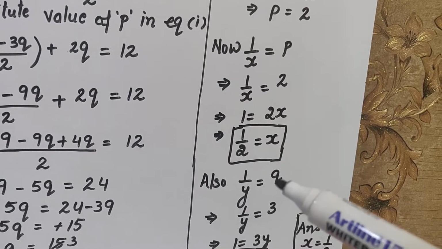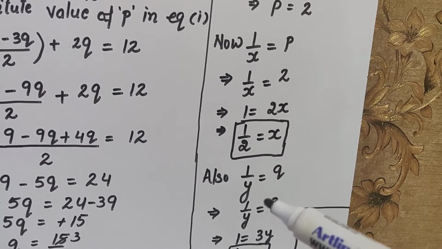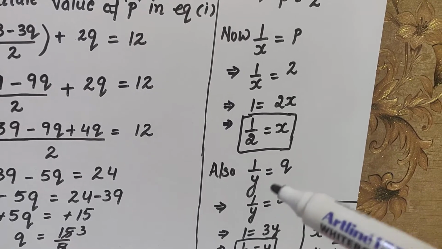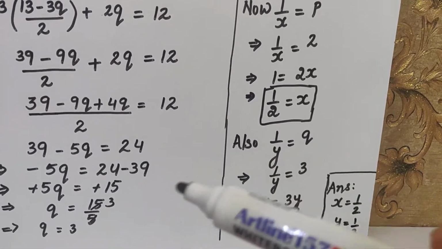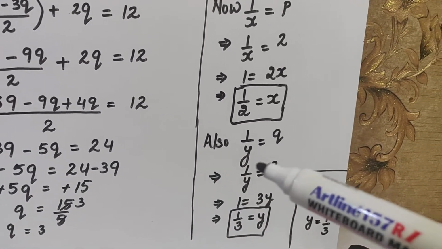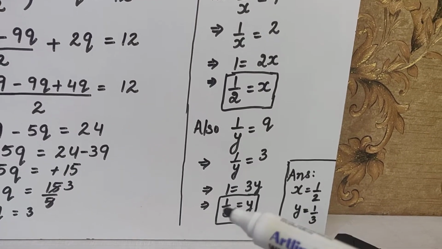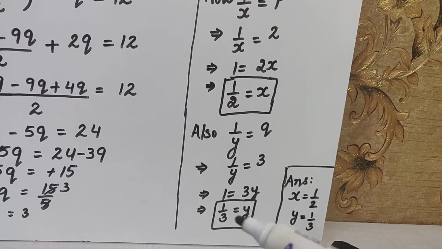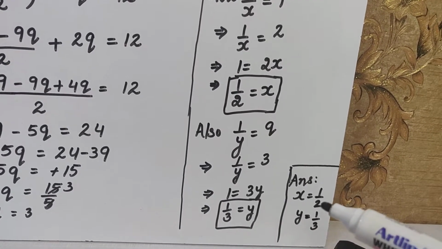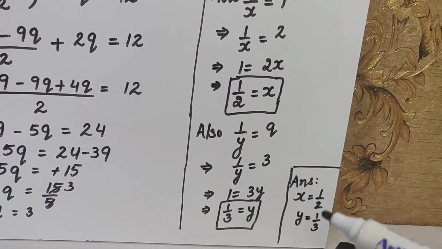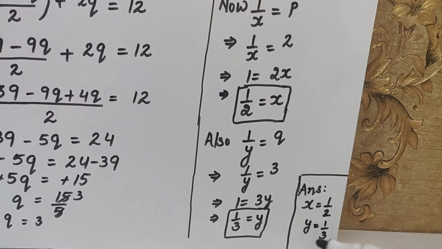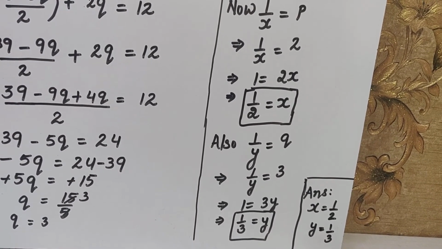And in the same way, I'll get the value of y. I know 1 upon y is equal to q. And the value of q is 3. So 1 upon y is equal to 3. And after that, I will get the value of y as 1 upon 3. So the final answer is x is equal to 1 upon 2 and y is equal to 1 upon 3.